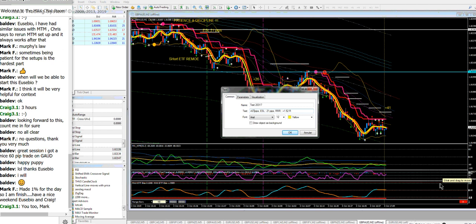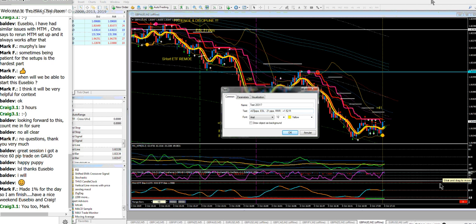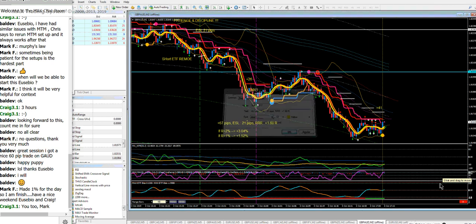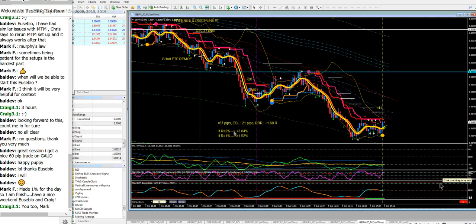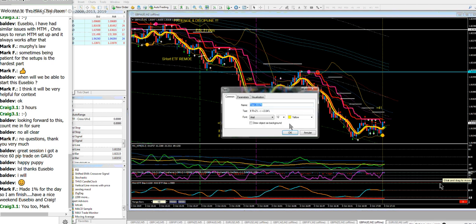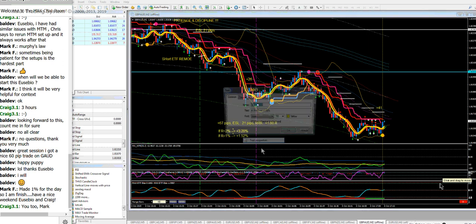Where is my mouse? Oh, here, 1.60, which represents a profit of 3.2% with a 2% risk, and 1.6% with a risk of just 1%. So a nice result anyway.